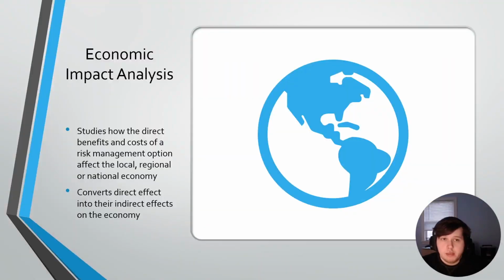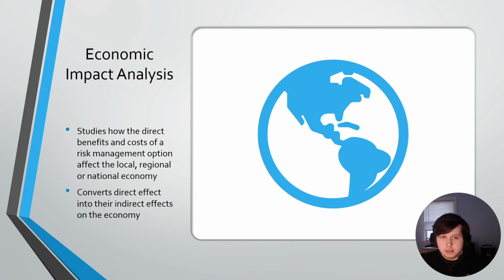Our final type of analysis we will discuss is economic impact analysis. This studies how the direct benefits and costs of a risk management option affect the local, regional, or national economy. The economic impacts of risk management options often include effects on jobs, incomes, prices, taxes, and possibly measures on economic welfare.